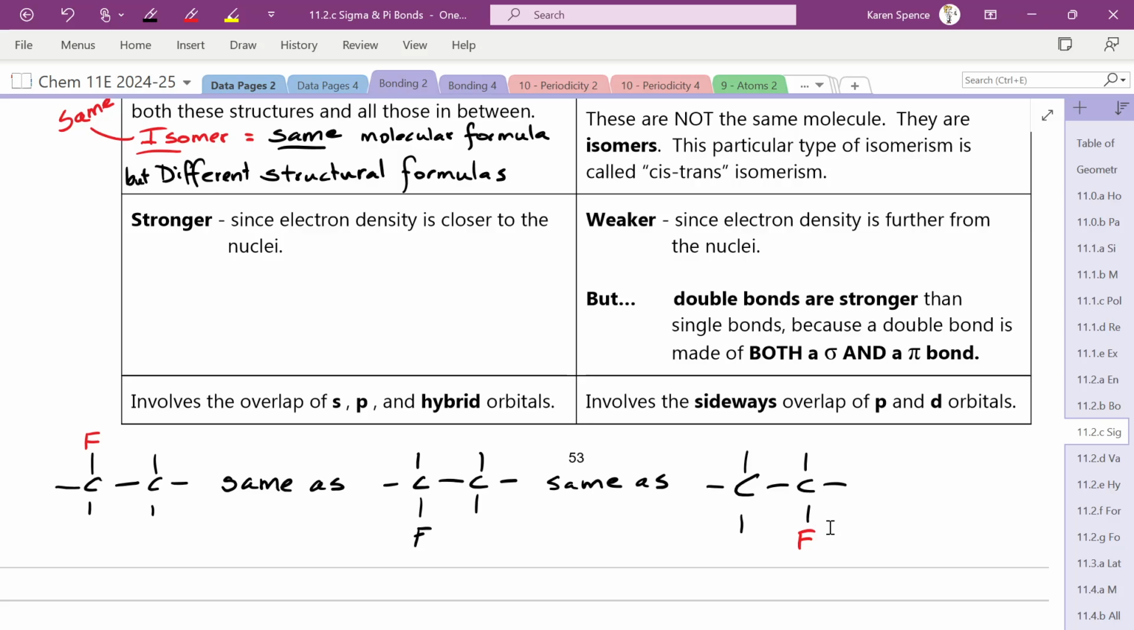This is rotating. Is this the same molecule as this? Right? This is the same molecule as that. It's just rotating. Okay?